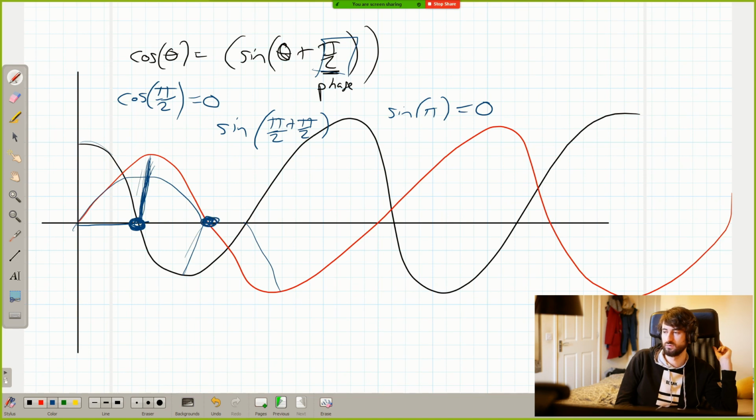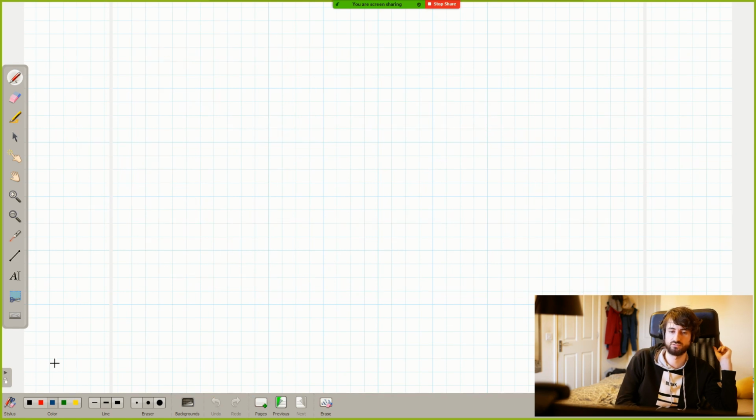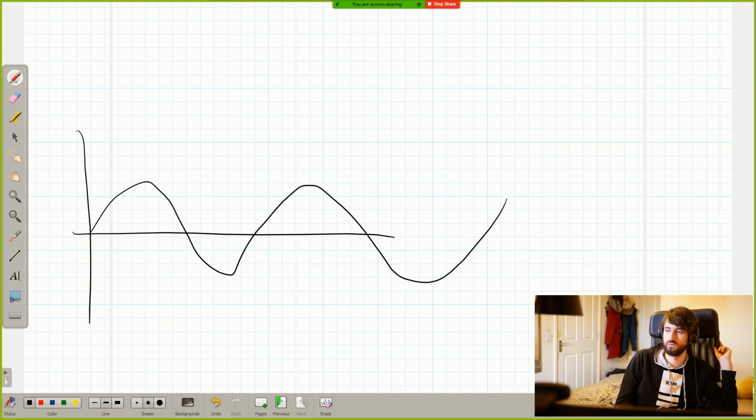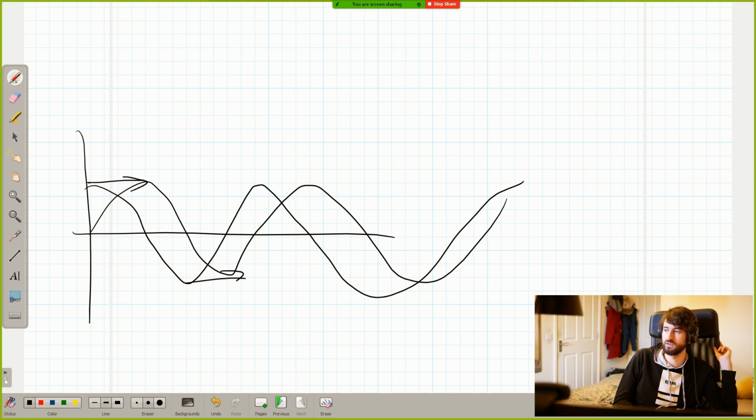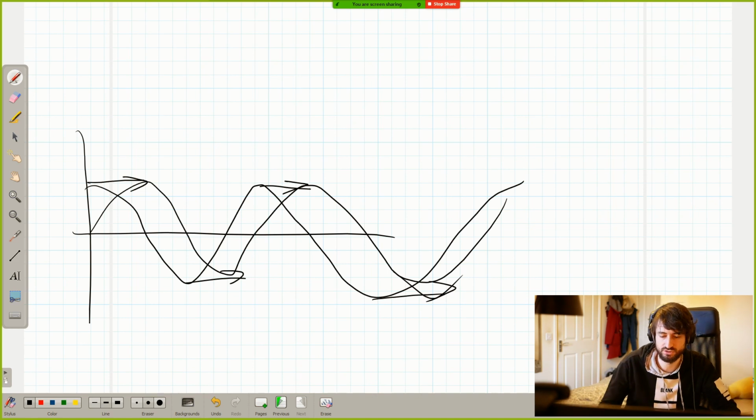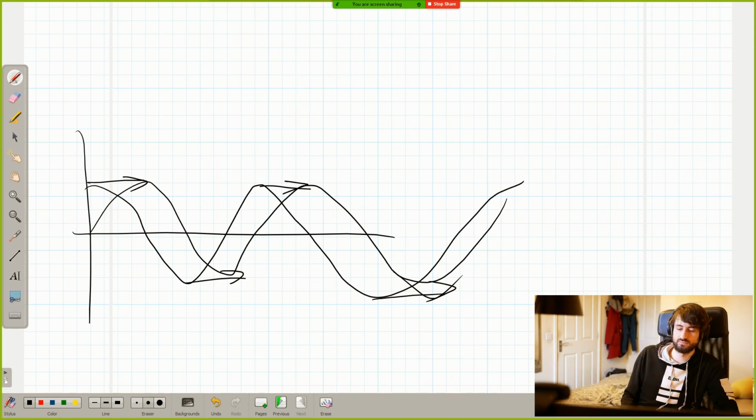So you can see that all the difference is you shift this curve to the right by 90 degrees, and obviously my drawing got progressively worse there. I could probably draw it a little bit better for you. You can see it's always at every point 90 degrees behind, but otherwise they're identical functions.